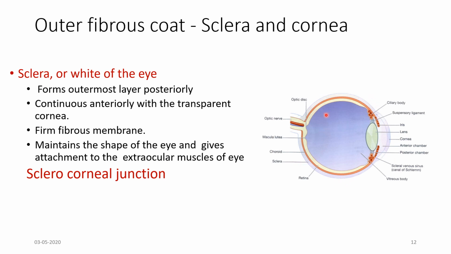Coming to the sclera or white of the eye, it forms the outermost layer posteriorly. It is continuous anteriorly with the transparent cornea. It's a fibrous membrane. It maintains the shape of the eye and it also gives attachment to the extraocular muscles. The junction between the sclera and cornea is known as the sclerocorneal junction.